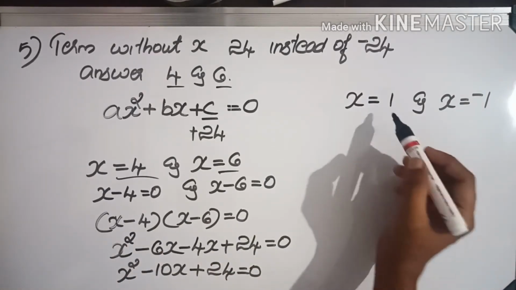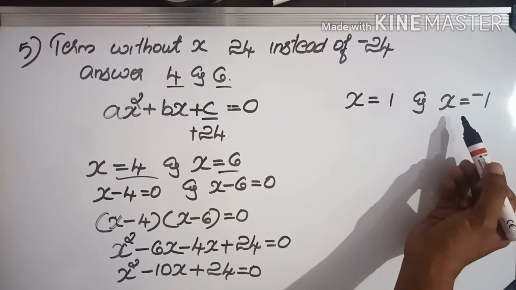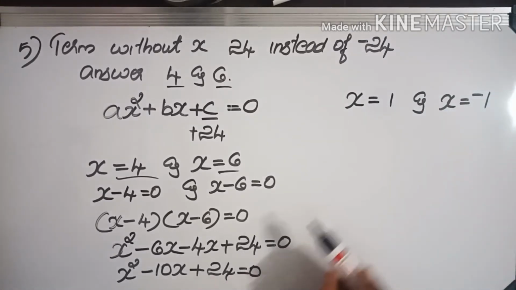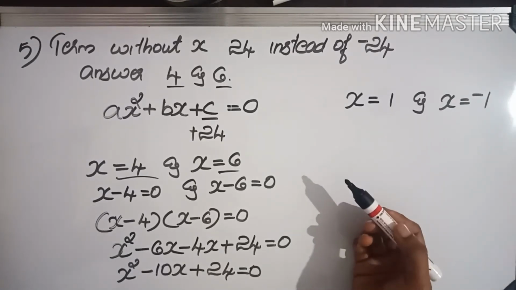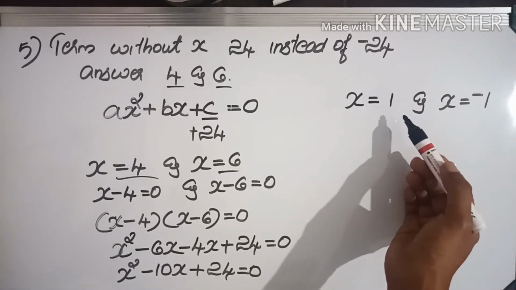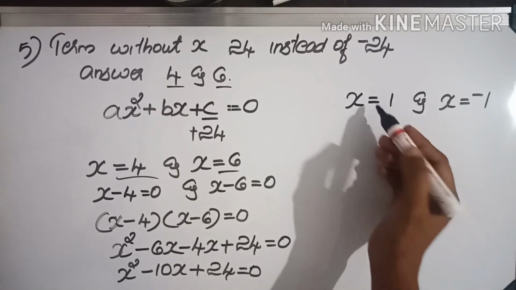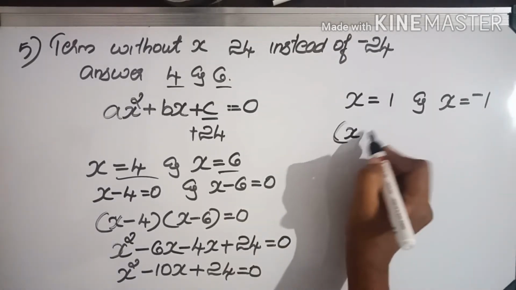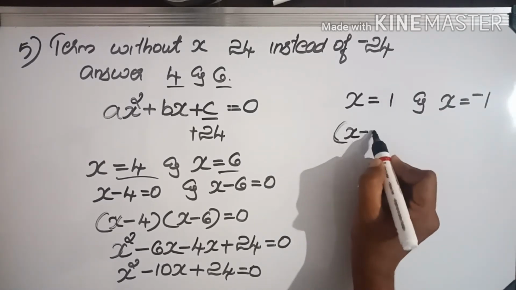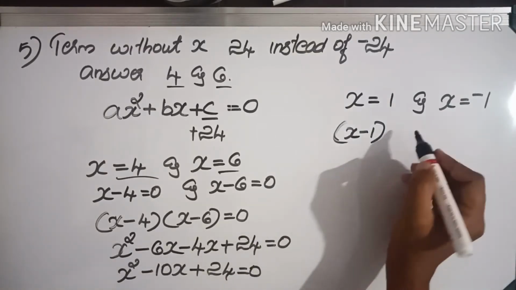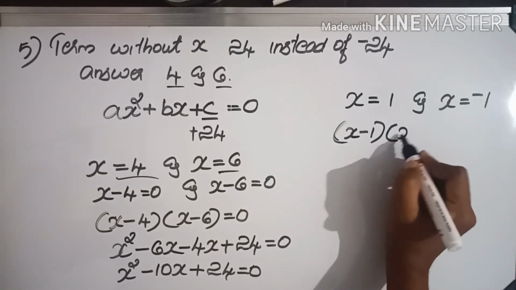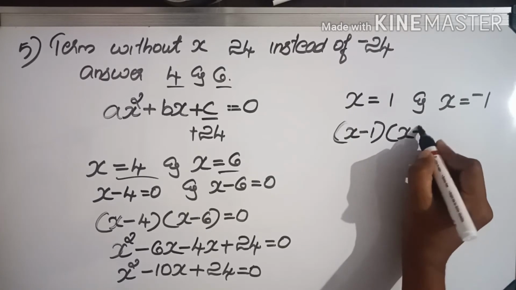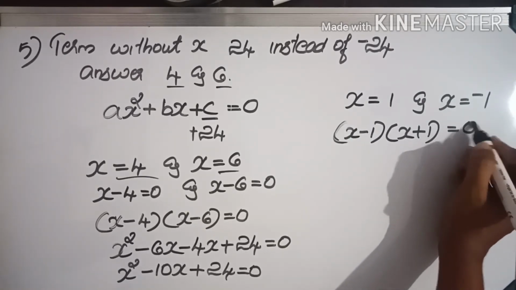Consider this example. That means the solution of a second degree equation is plus 1 and minus 1. x equal to 1 and x equal to minus 1. From this we can write the second degree equation. If we know the solution, we can write the second degree equation. What we can write? Put a bracket, then x plus 1 here. So here it will be minus 1. Close the bracket. Now next factor, just write x first. Here the answer is minus 1. Just reverse, that is plus 1 equal to 0.